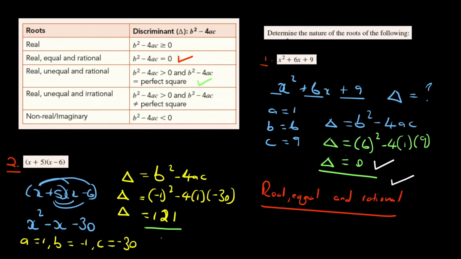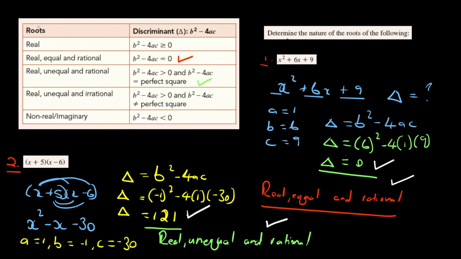So the roots will be real, unequal, and rational. And really that's how you would have calculated or determined the nature of roots. So what we did here, we calculated what our discriminant is, and we described what the nature of roots is using really our table here. That's why I'm saying this table is a lifesaver.